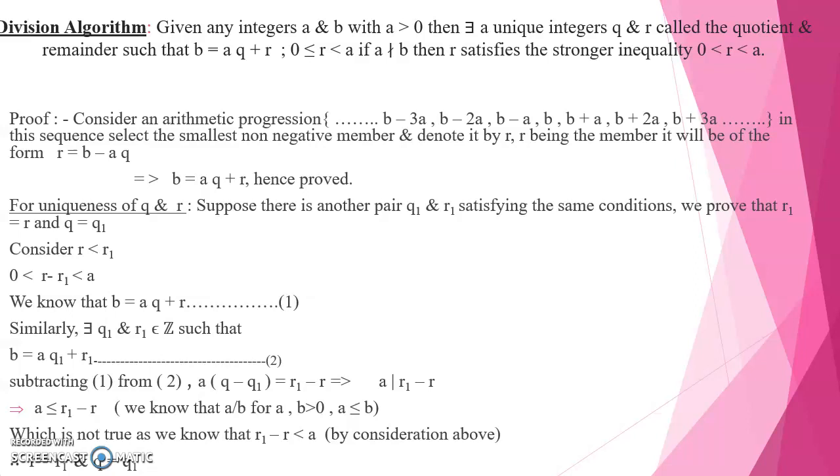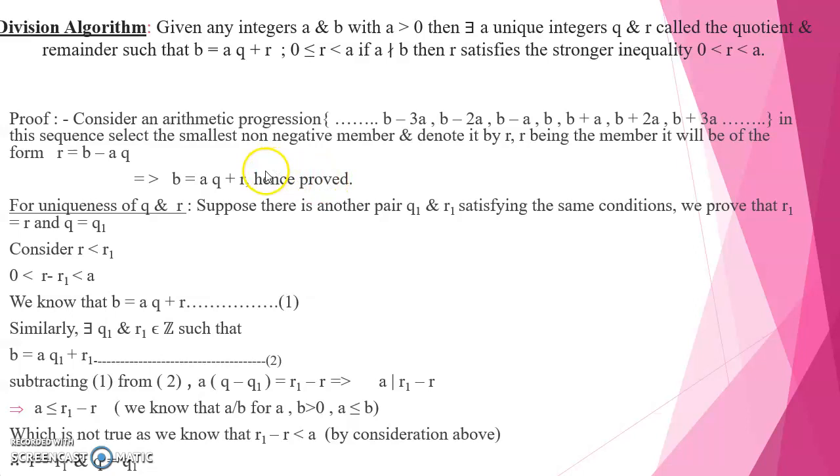Now looking at the proof, we have considered an arithmetic progression. What is an arithmetic progression or AP? It is nothing but a sequence where the difference between any two consecutive terms is a constant. So I have taken an infinite set here: b minus 3a, b minus 2a, b minus a, and so on. The difference we can see is a. In this sequence, I have considered the smallest non-negative member and denoted it by r. So r is one of the members, r is equal to b minus aq. If I rearrange this, I will get b is equal to aq plus r. Hence the theorem is proved.